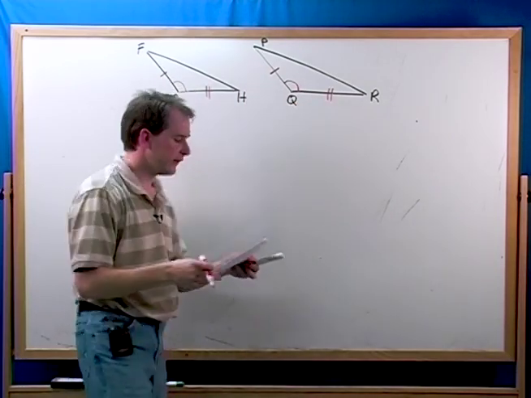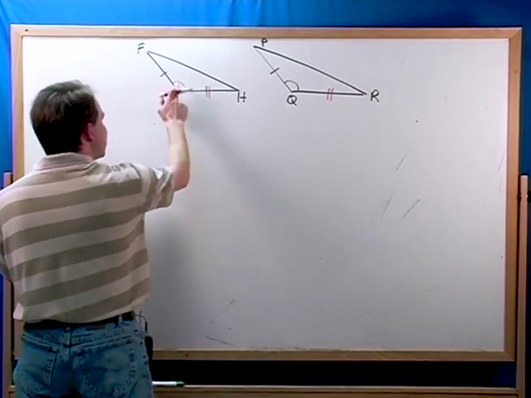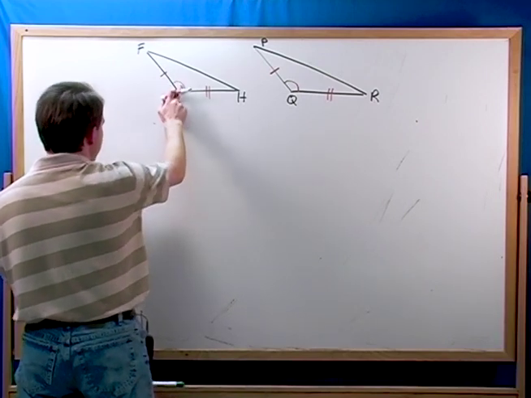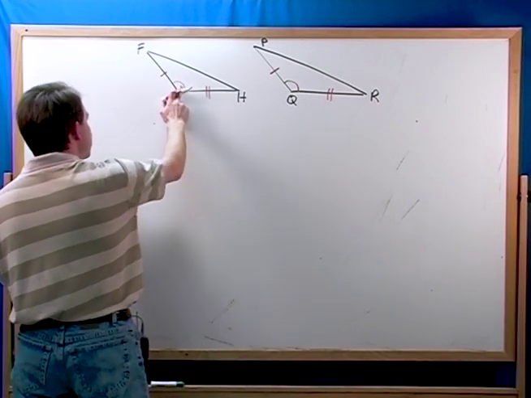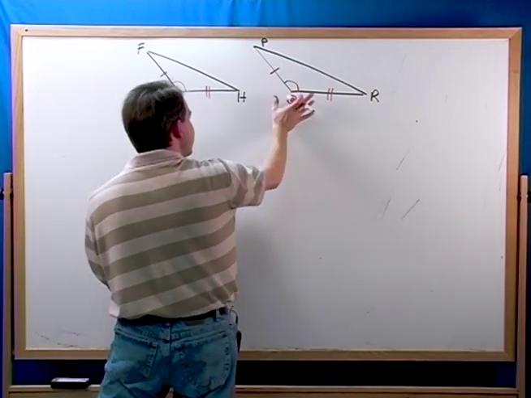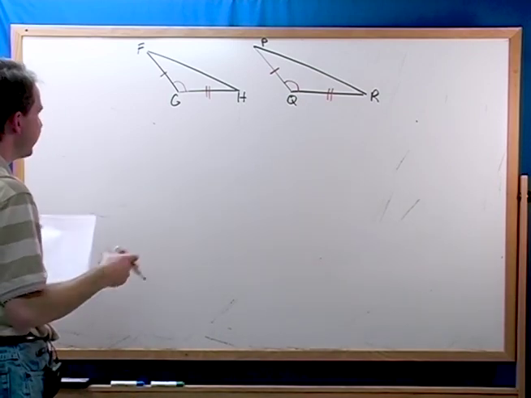That's what it means. So when we say if two sides, these two sides, and the included angle, which is the angle between those two sides, if two sides and the included angle are congruent to the corresponding parts of another triangle, then the two triangles are congruent, which means they're the same triangle.